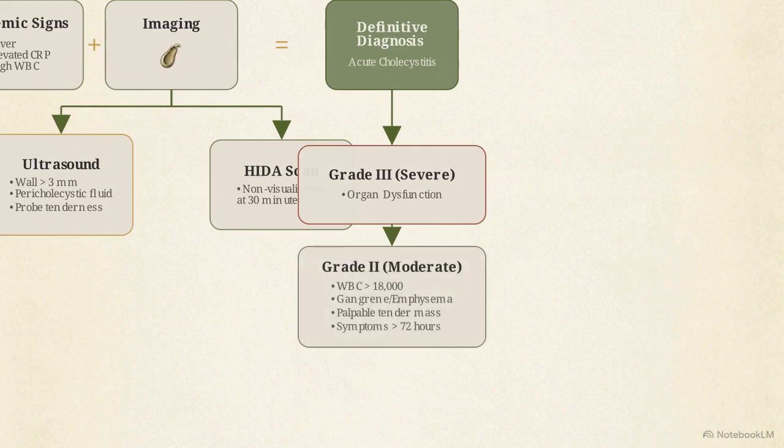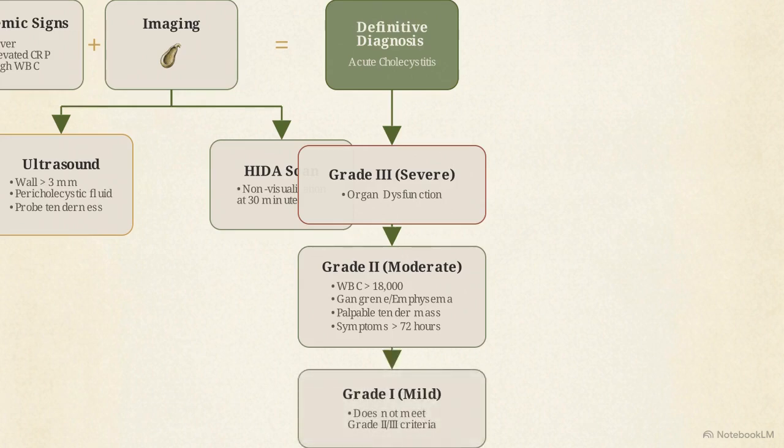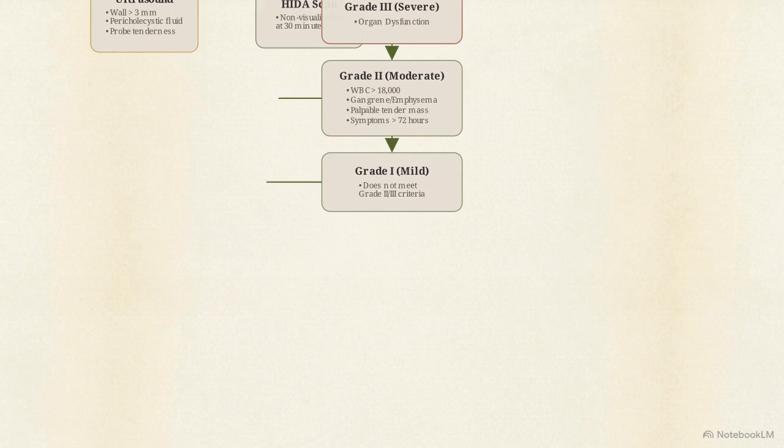Grade 3 indicates organ dysfunction. Grade 2 covers moderate presentations, marked by a white blood cell count over 18,000, gangrene, or a palpable mass.